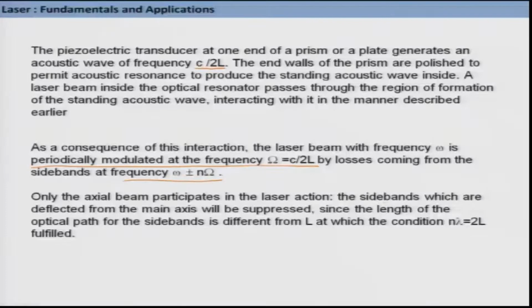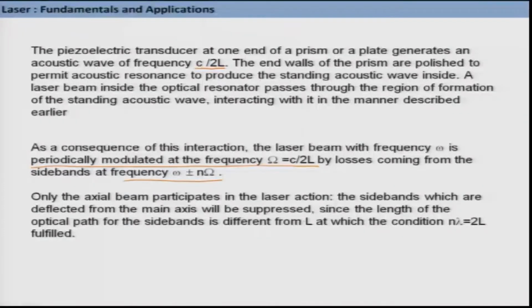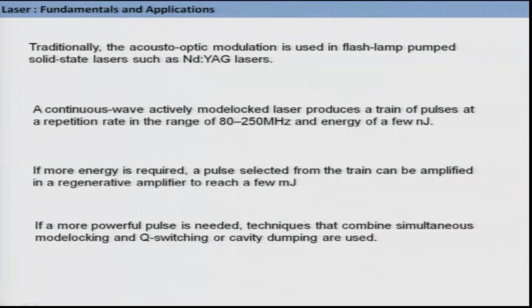So, the side bands which are deflected from the main axis will be suppressed, since the length of the optical path of the side bands is different from capital L. Of course, you have to follow the standing wave condition of the optical cavity, right. So, if these side bands are not supported by the cavity, then also I will have the losses. So, in that case, this axial beam will form the laser output.